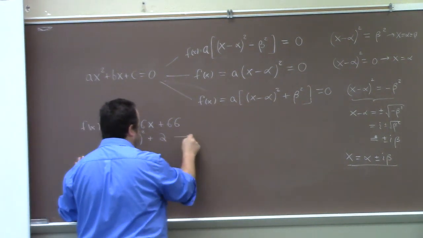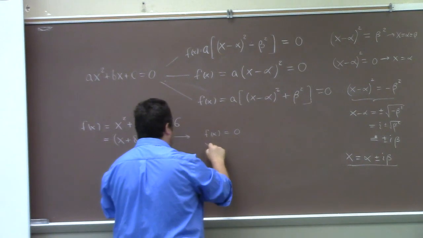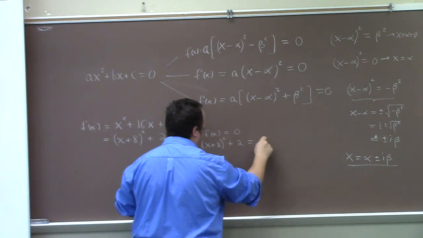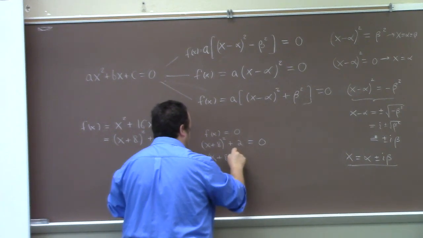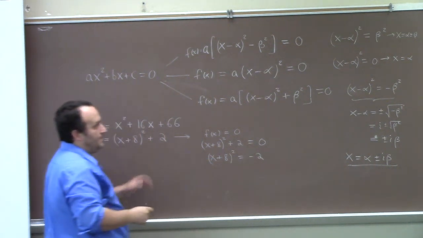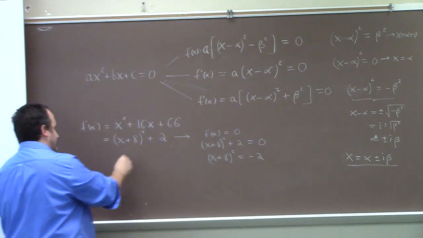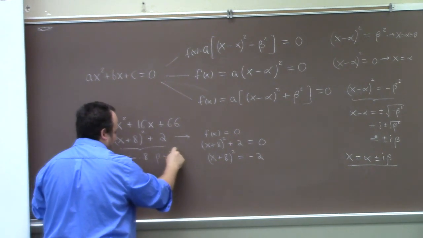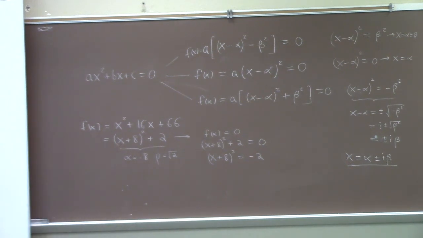Now, f of x equals 0 is the same as what? It's the same as (x plus 8) squared plus 2 equals 0, which we can rewrite as (x plus 8) squared equals minus 2. In this problem, the alpha is equal to minus 8, by the way. And beta, I usually take to be the positive square root of 2, if you want to think about it in terms of alpha and beta.